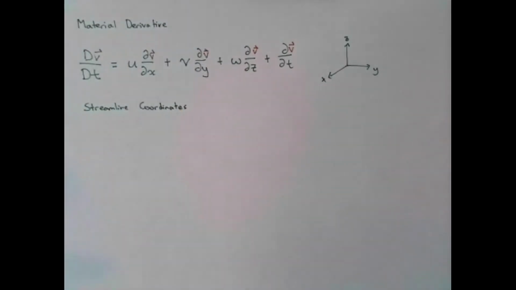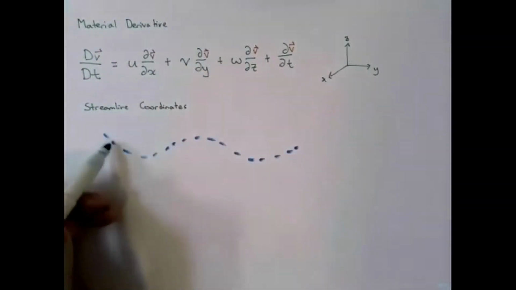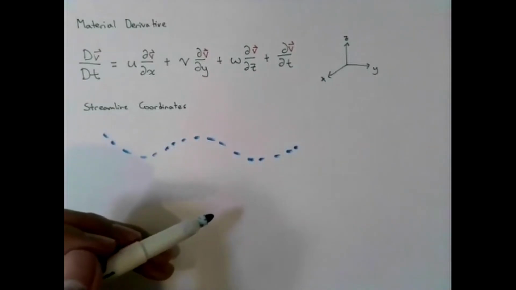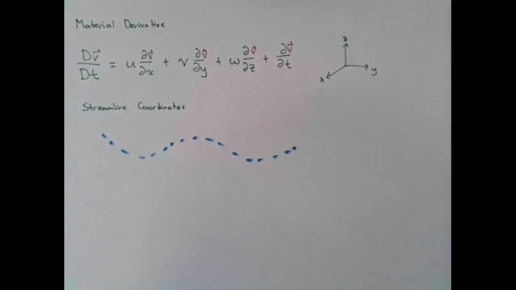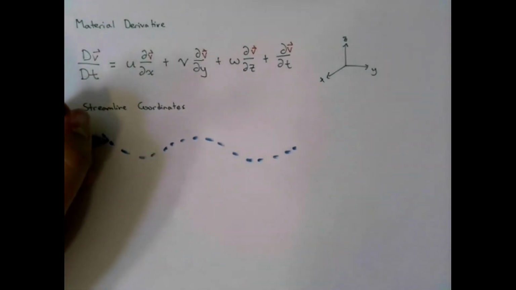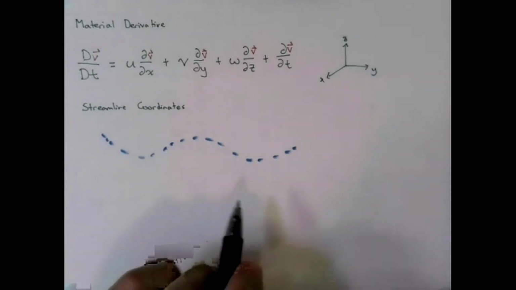And what do I mean when I say streamline coordinates? You see, a fluid, or a fluid particle to be exact, typically travels through its streamline. In other words, if I were to draw a streamline, that is a line that is tangent to the velocity vector, it is expected for my fluid particle to travel along the streamline. So if I'm studying a tiny fluid particle, that tiny fluid particle is going to travel along this line.